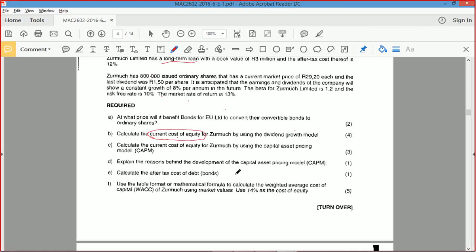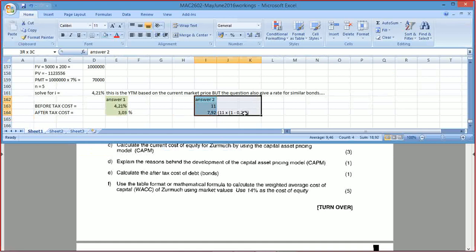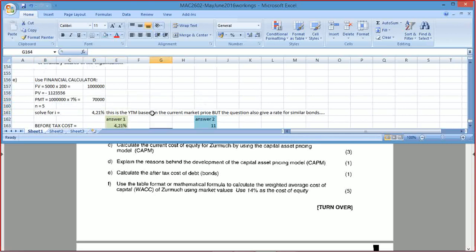Calculate the after-tax cost of the bond. So it's probably just this for 1 mark, but I don't know, because they gave you enough information in the question to actually work out the actual prevailing rate. Because they gave you the market price of the bonds.